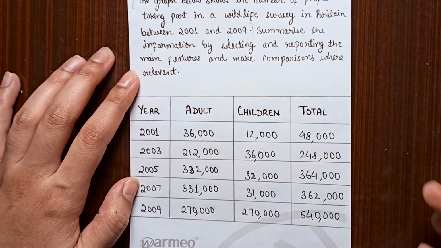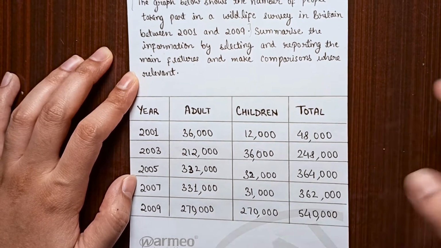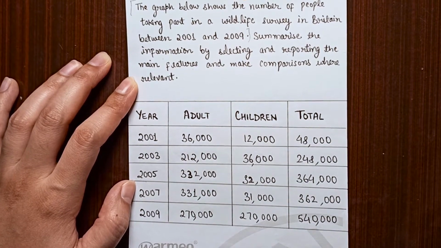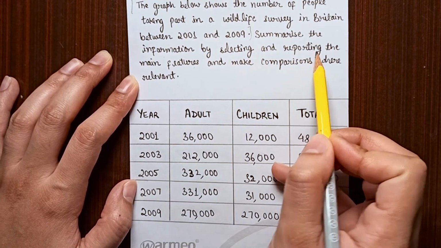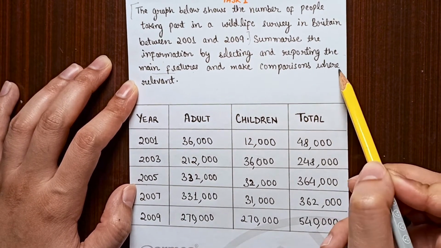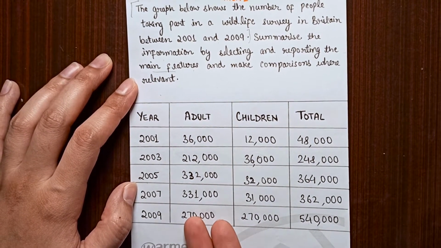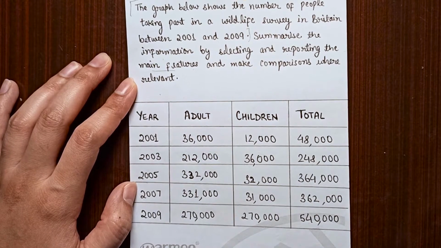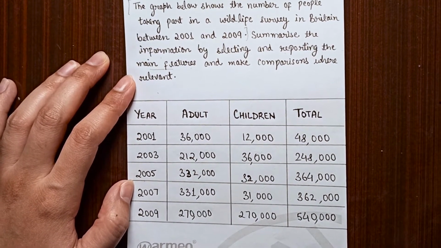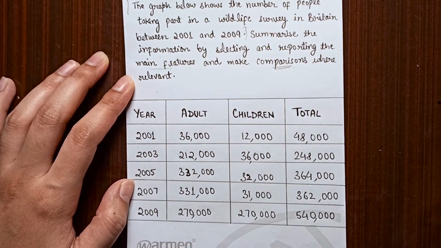You can see here it is a very small tabular chart. You can present all the figures provided to you. But if you are provided with a very big tabular chart with so many figures in it, you need to report the main features. And it says, make comparison where relevant. So if you are writing one body paragraph for the adults and one for the children, then it will be of no use, because the examiner has already provided the information that you need to compare the data. So it will be more relevant.